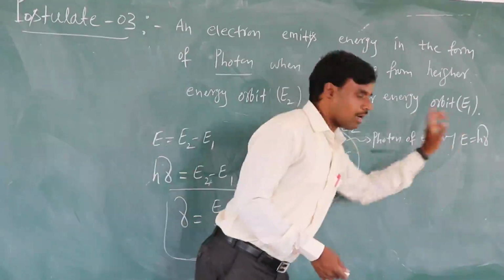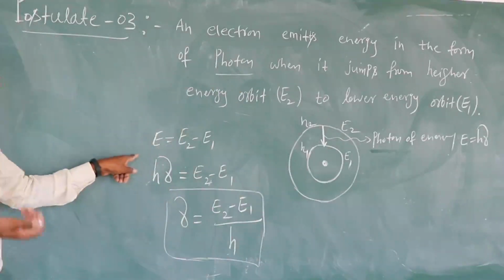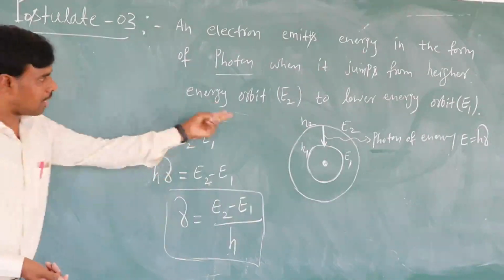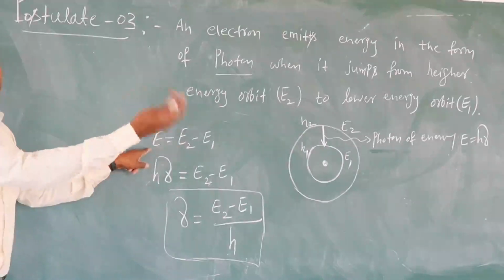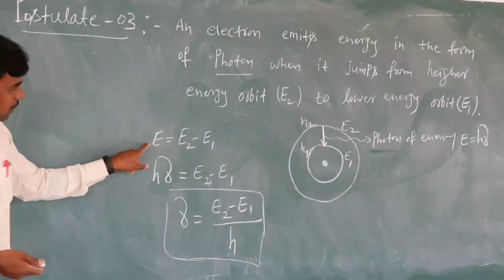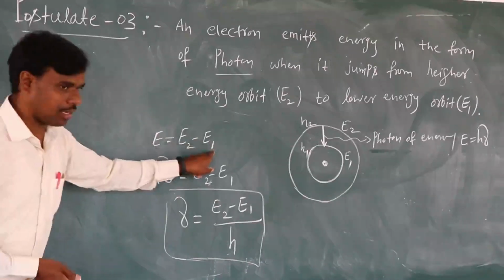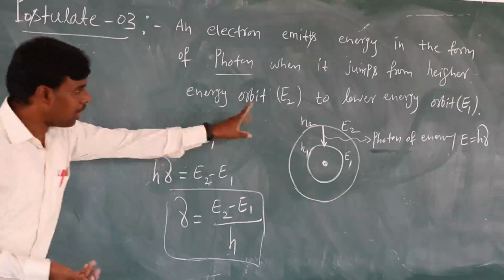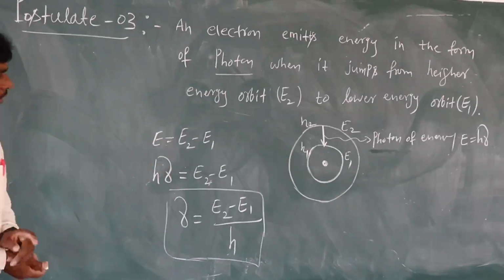That energy of the photon is calculated by using this relation. That means by taking the difference of the energies between the higher and lower energy values, we get the energy of the emitted photon. That is, energy of the emitted photon E is equal to E2 minus E1, where E2 represents the energy value of the higher orbit, and E1 represents the energy value of the lower orbit.